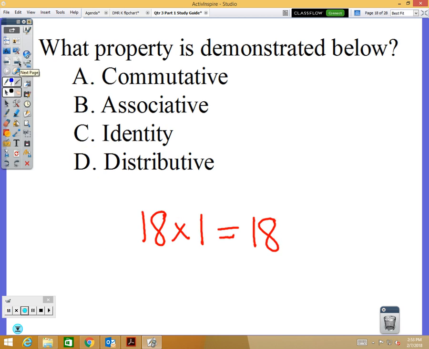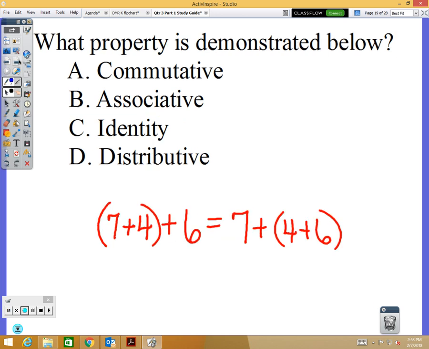What about this one here? Identity. Whenever you multiply by 1, you get the answer itself. What can you add and it's the same? 0. What about this one? This one is the associative. So notice that I'm not distributing anything in this. The only thing that was different is where those parentheses are. Over here, 7 and 4 are boyfriend and girlfriend, and over there, 4 and 6 are boyfriend and girlfriend. I know, right? 7 is out.